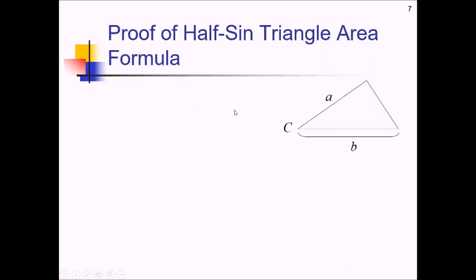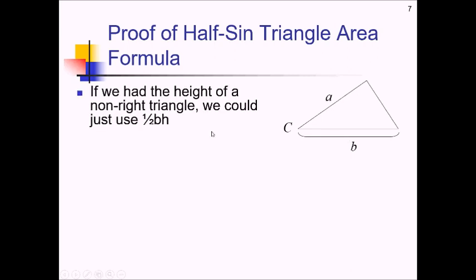So here's half-sine. In the half-sine situation, you've got two sides and an angle between them. Now, if we had the height of this non-right triangle, and I'll just draw a little h in here, if we had that h value, we could just use 1/2 base times height to find the area of this triangle. We don't have the height. We have a, we have b, we have angle C.